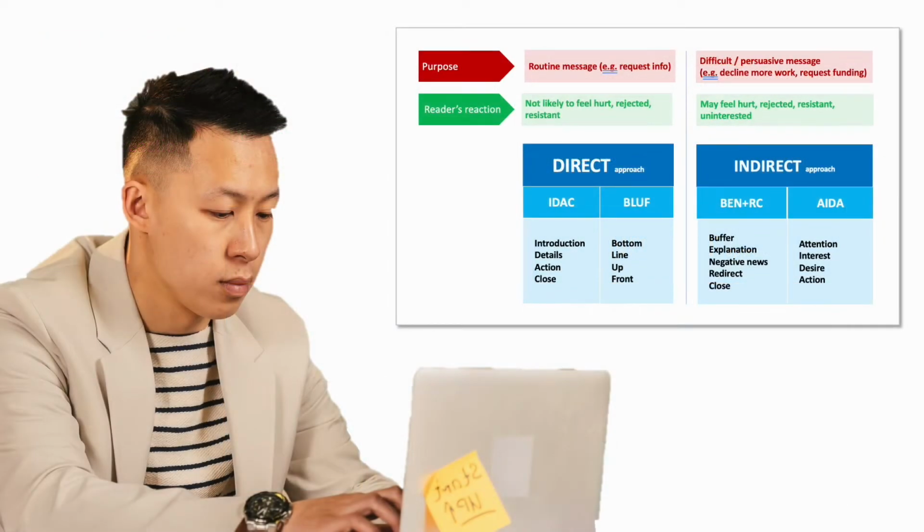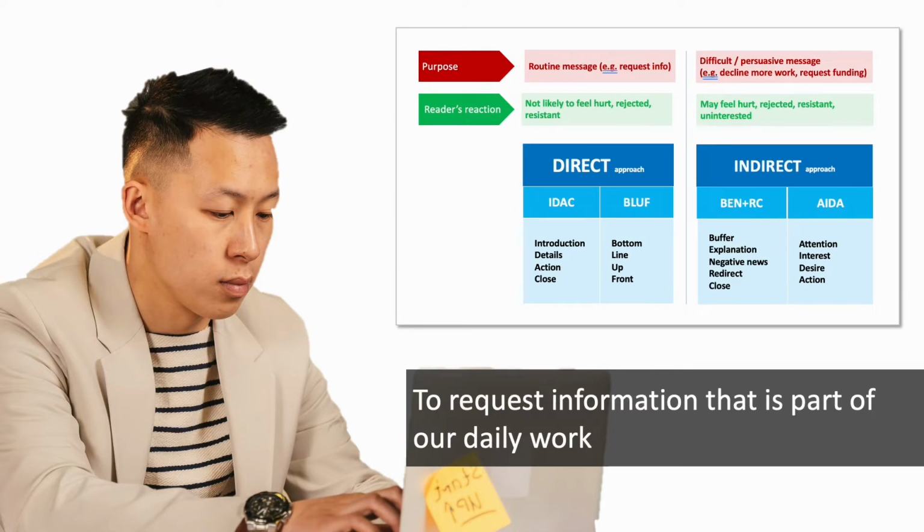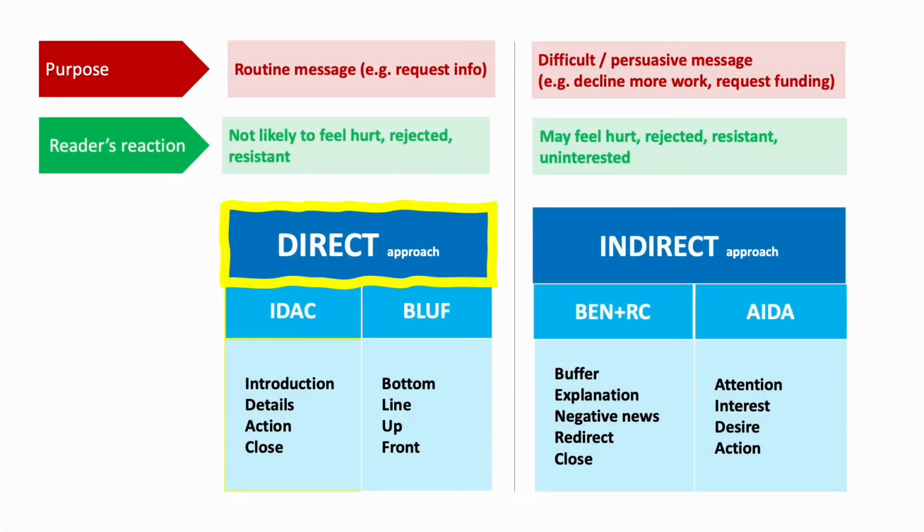So, let's say we're writing to request information from a colleague, and such information is part of our day-to-day work. Should we use the direct or indirect approach? We use the direct approach. When we're requesting or providing information as part of our day-to-day work, these are considered routine emails. The reader is unlikely to feel hurt, or rejected, or resistant. Therefore, it is safe to use the direct approach. We'll examine the difference between the 2 direct approaches, IDAC and BLUF, later in this video.